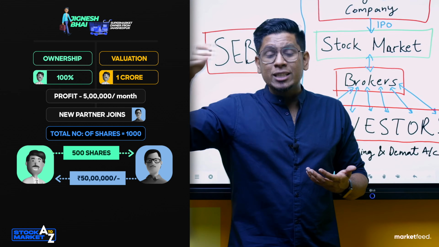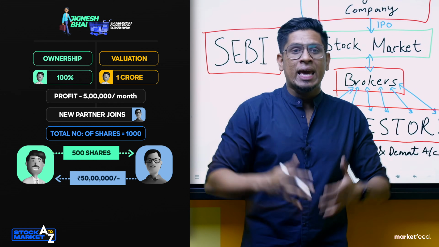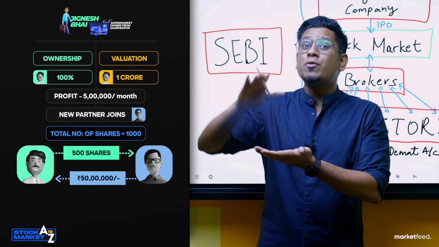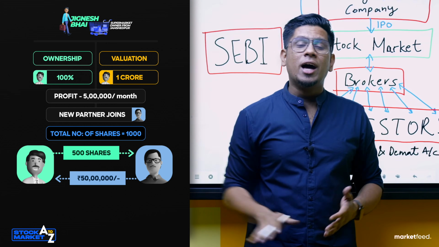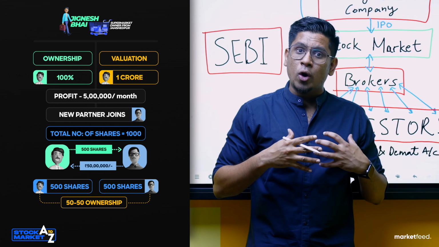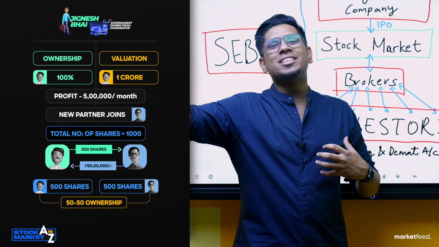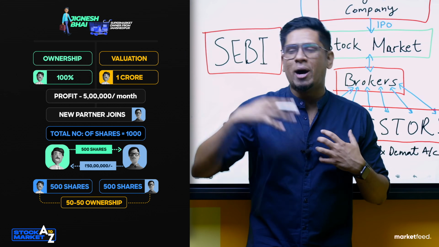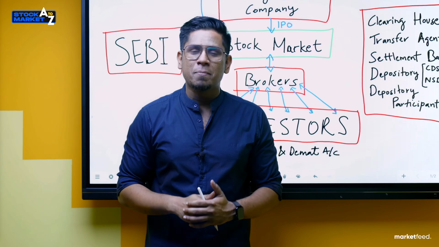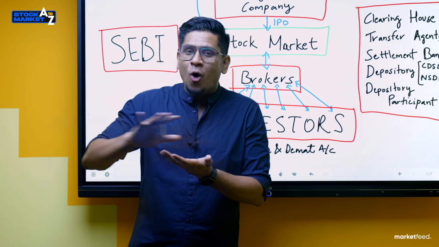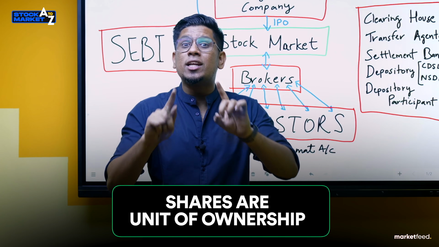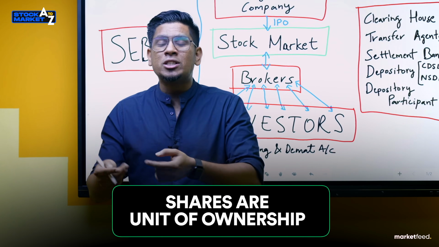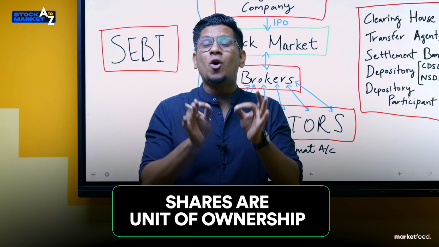So this new person is paying 50 lakh rupees to Jignesh Bhai. He is getting 50 lakh rupees. He is giving 500 shares of the company to the new person. Now 500 shares of ownership are with Jignesh Bhai, 500 shares are with the new person, which means that in percentage terms, 50% with Jignesh Bhai, 50% with the new person. So as a side note, I said all of this only so that you can understand the concept of shares or stocks, which is nothing but a unit of ownership.